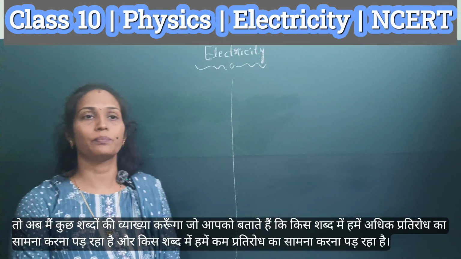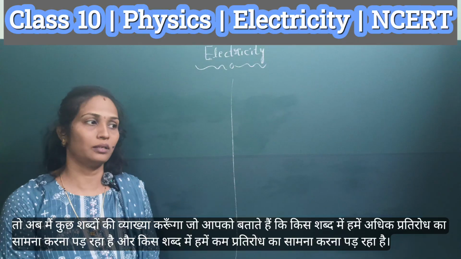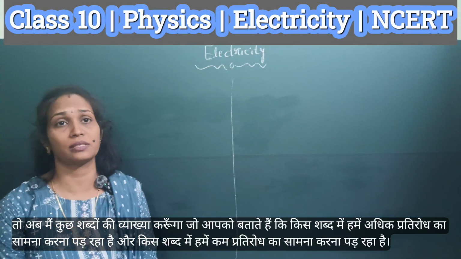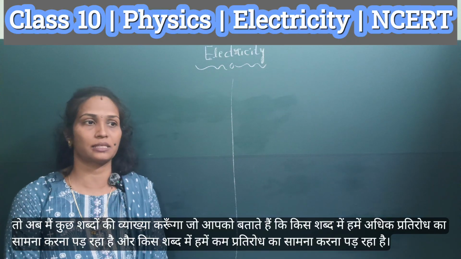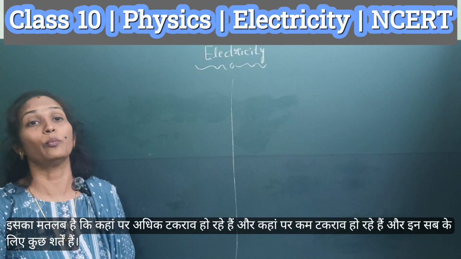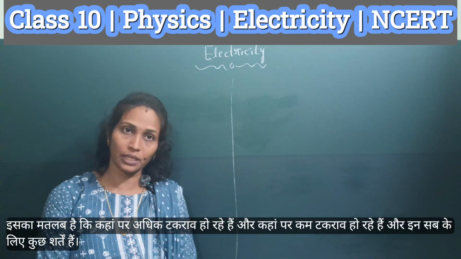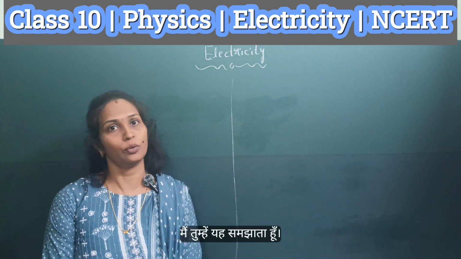Now I'll explain some terms which tell you in which case we have much resistance and in which case we have less resistance. It means where we have more collisions and where we have fewer collisions. There are some terms; let me explain that.